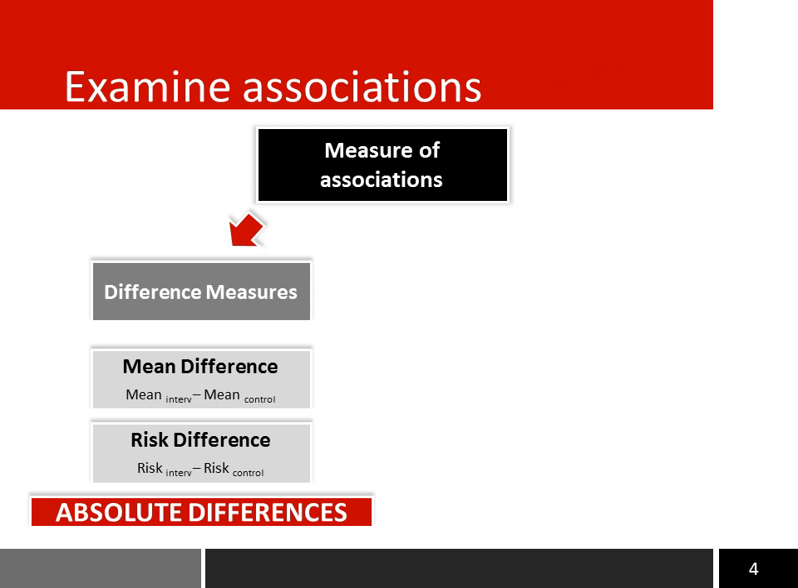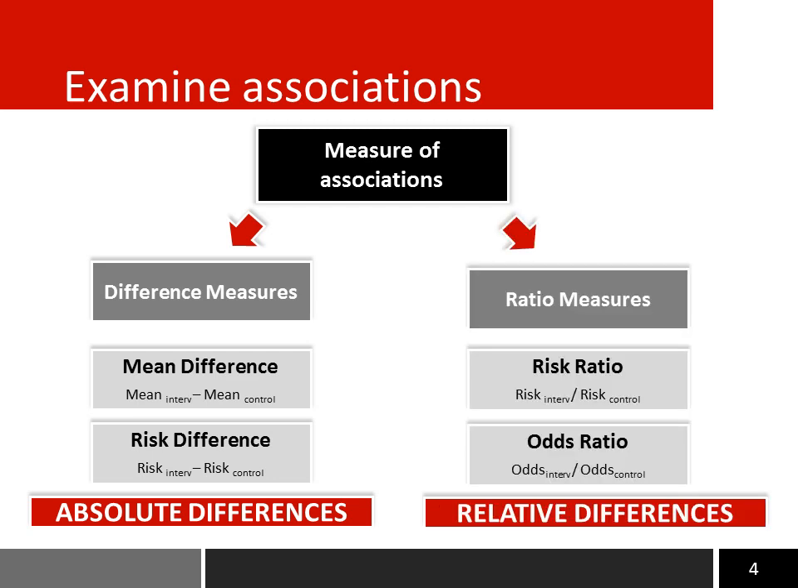Types of absolute difference measures include mean differences for continuous variables and absolute risk differences. Types of relative differences include the risk ratio and the odds ratio. I'm now going to go through an example which will show the distinction between absolute and relative differences.